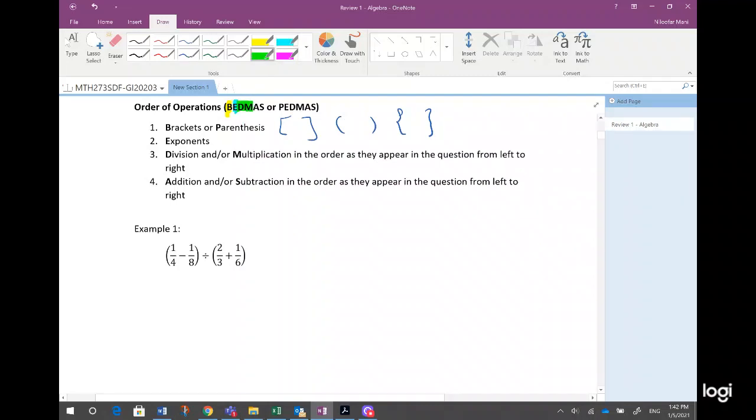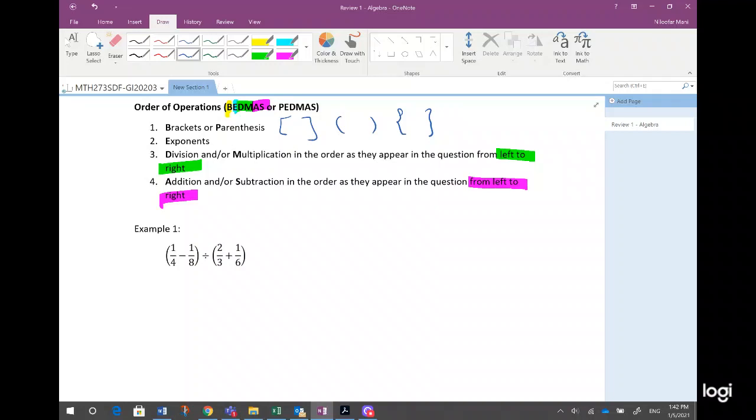Then I go to division and multiplication. Division and multiplication are at the same level. So which one do I do first? The one which comes first from left to right. So can I say division is first? No. The one that comes first from left to right. Addition and subtraction are next, and again from left to right. So I cannot say addition is first or subtraction is first. No, from left to right.